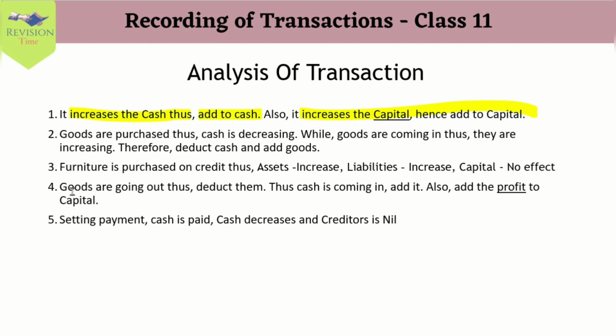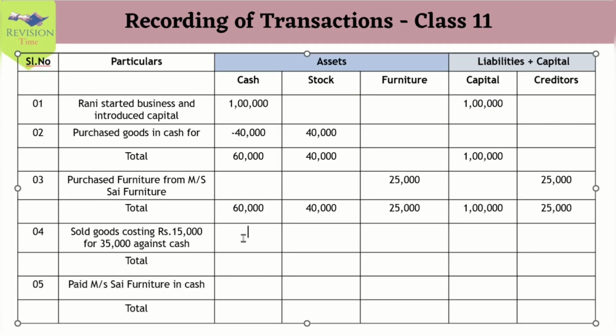But here, we are selling them at a profit, and we remember that profit and loss must be adjusted towards our capital, correct? Goods are going out, thus deduct them. Cash is coming in, add it. Also add the profit to the capital. So how much stock is going out? 15,000 stock is going out. So we will deduct 15,000. But 35,000 worth of cash is coming in, correct? 35,000 cash is coming in.